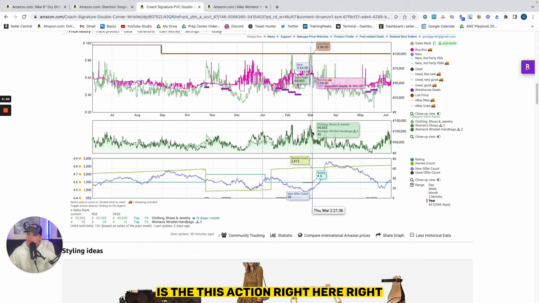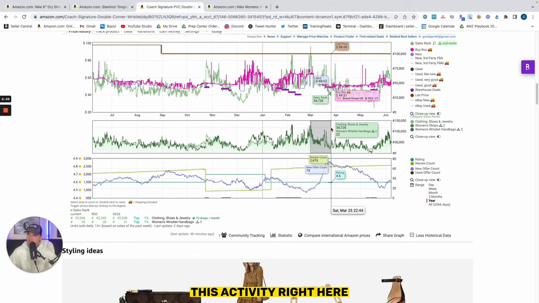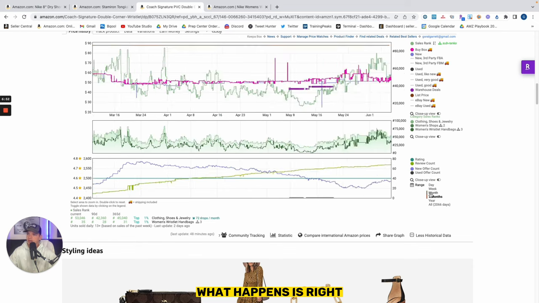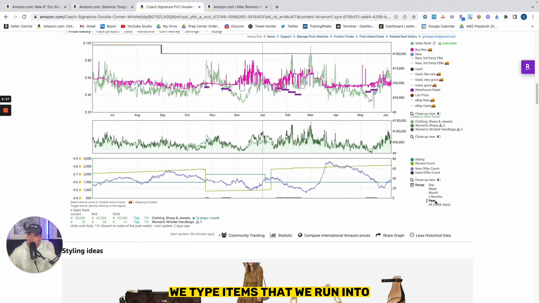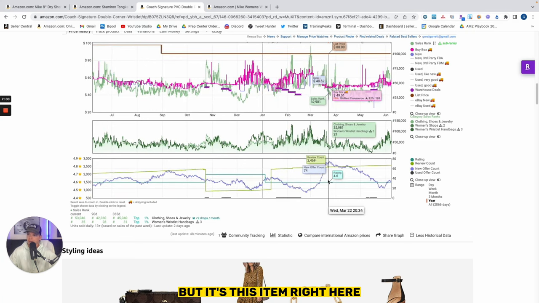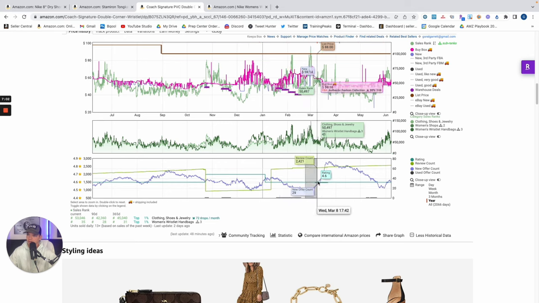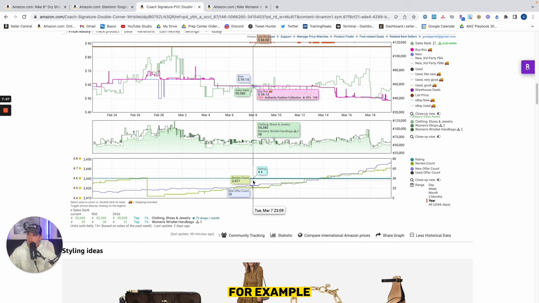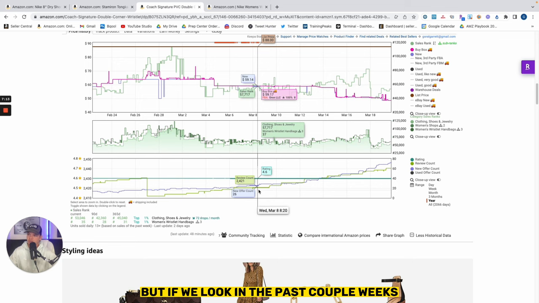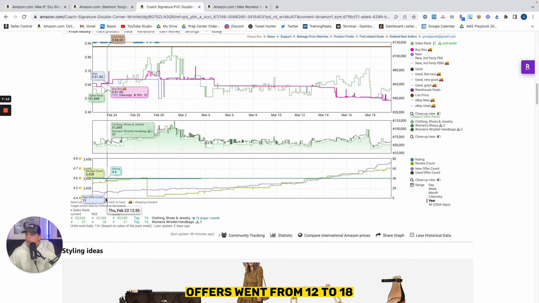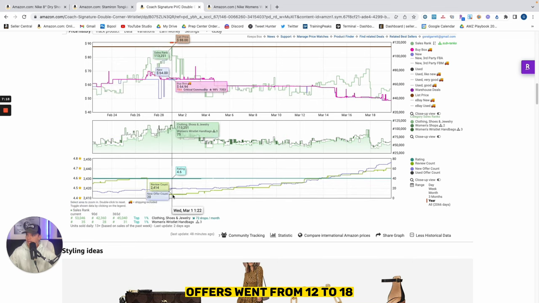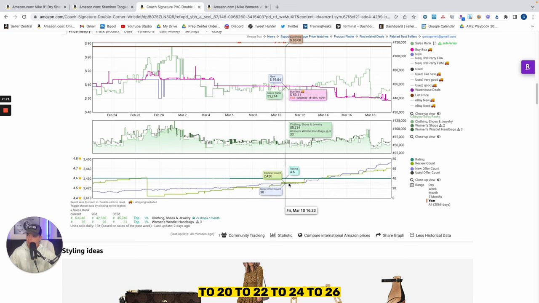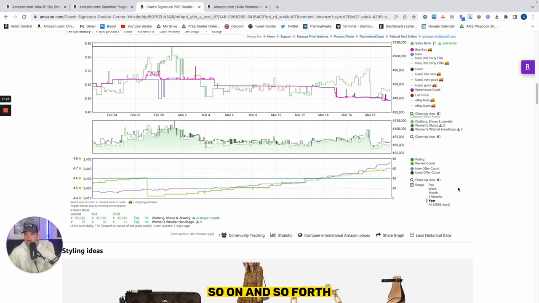Number four is this action right here, right? This activity right here. And you see what happens is, right? This is something that, again, happens a lot with a lot of the BOLO-y type items that we run into, but it's this item right here. If you're buying right here, and so, right, we will take this for example. If we're looking at this product right here, for example, right, 26 offers, the price is pretty stable, but 26 offers. But if we look in the past couple weeks, offers went from 12 to 18 to 20 to 22 to 24 to 26, 28, 30, 40, 50, so on and so forth, right?